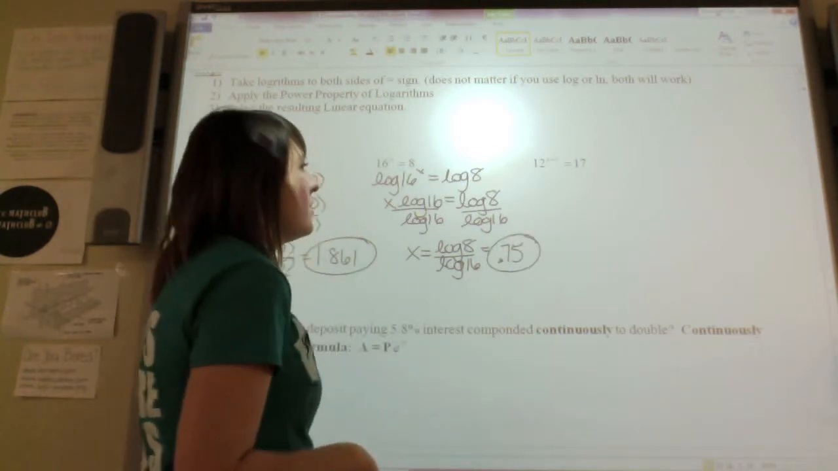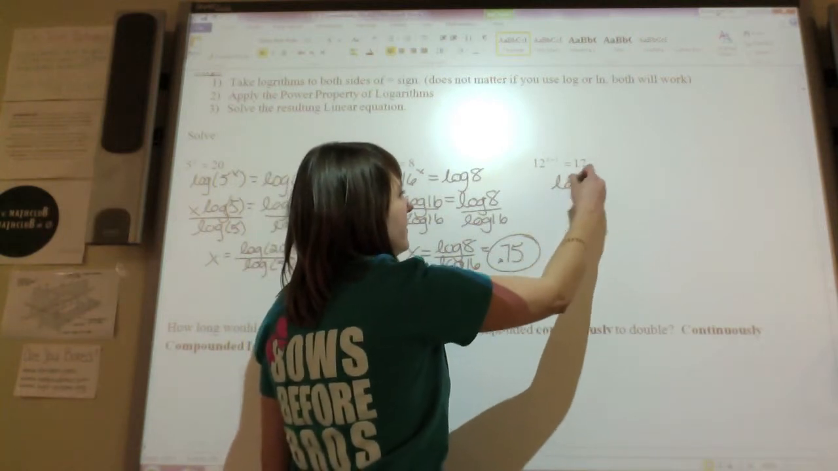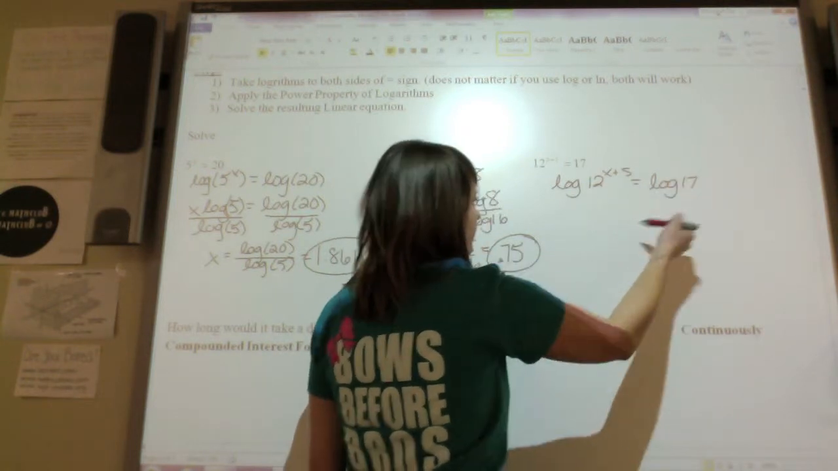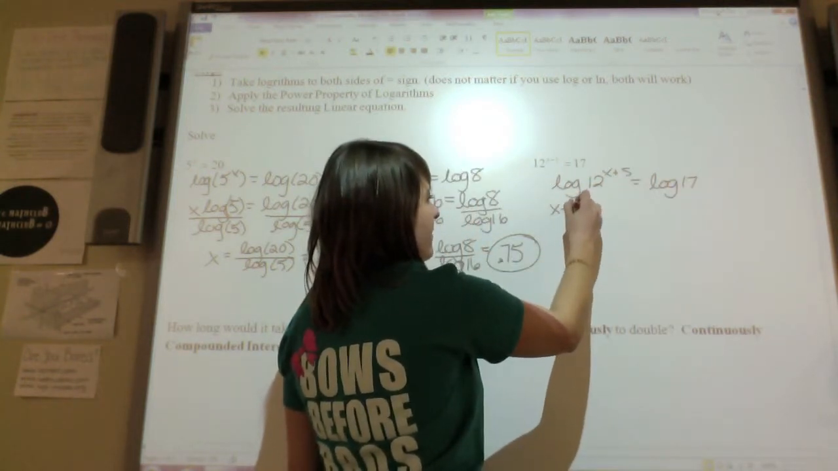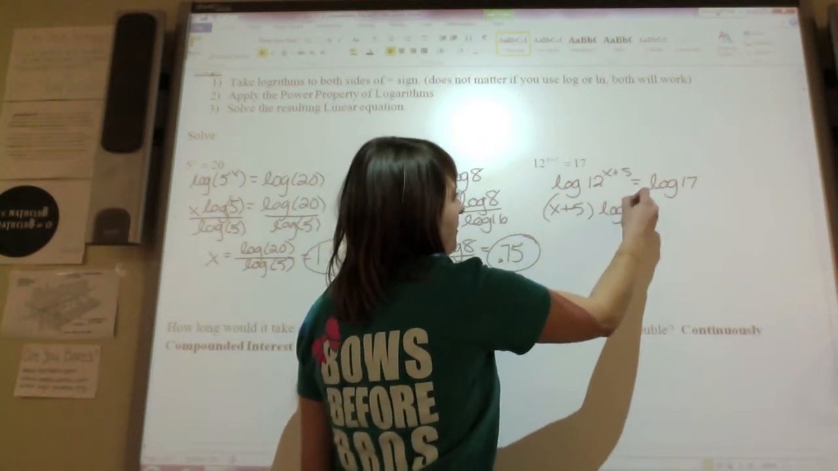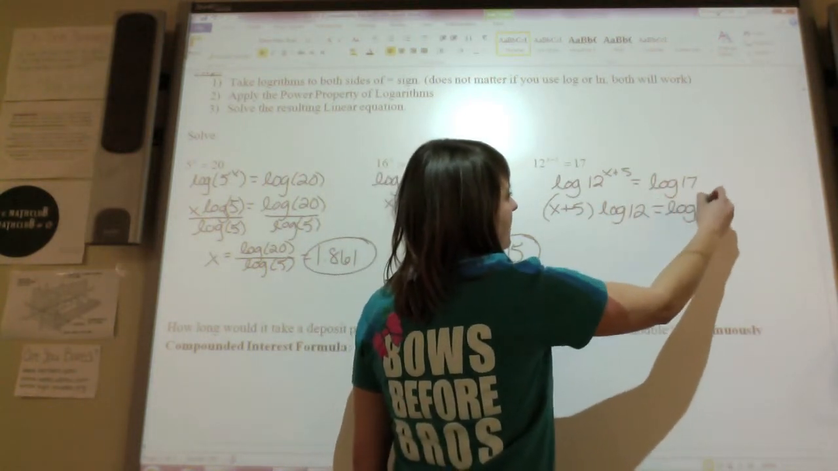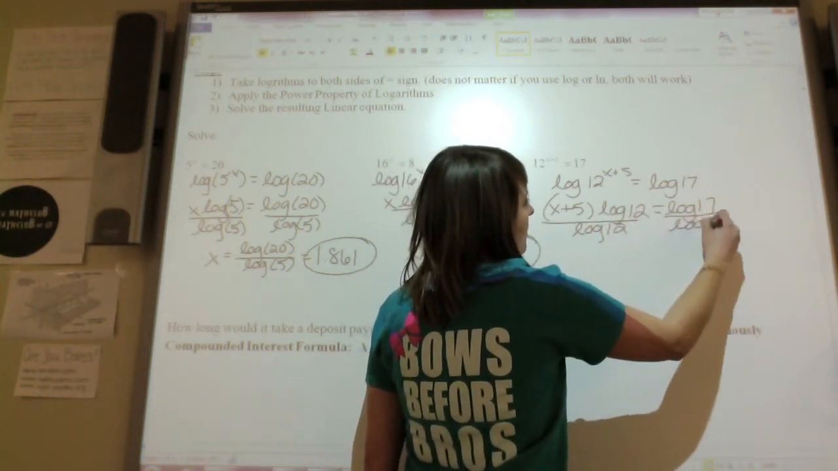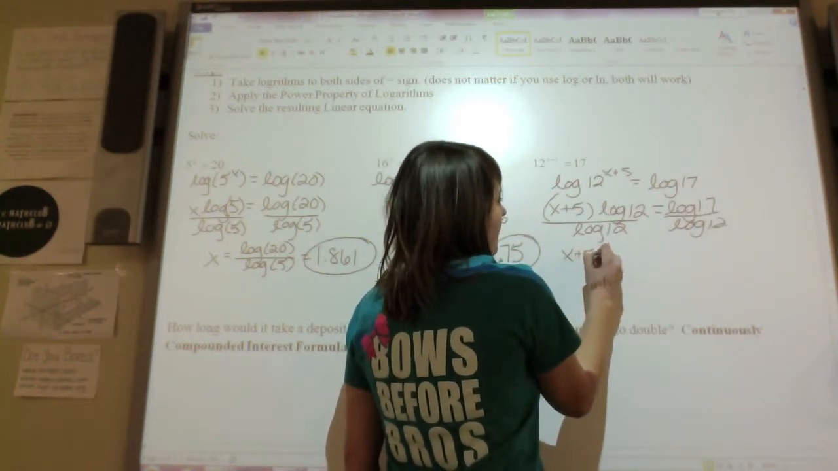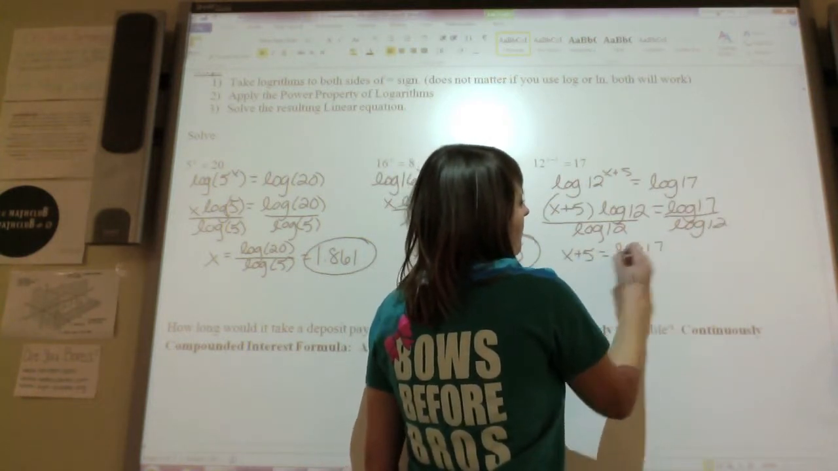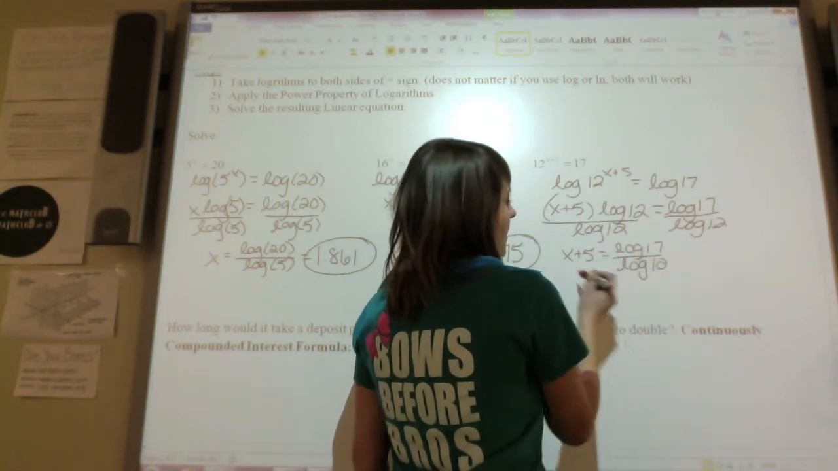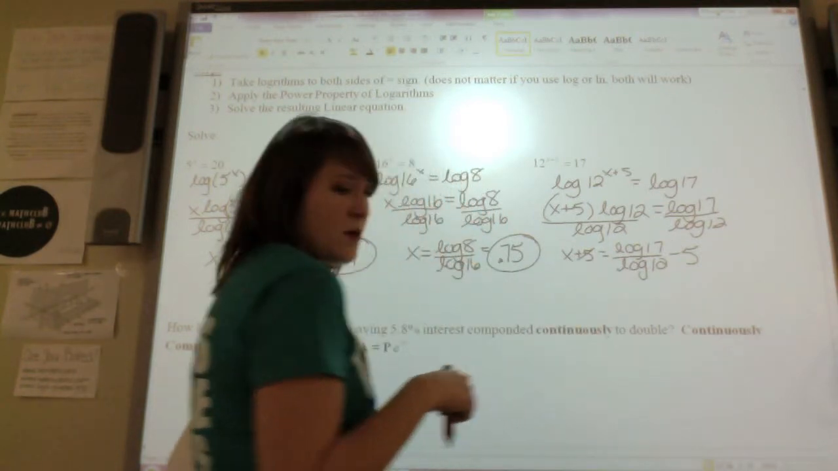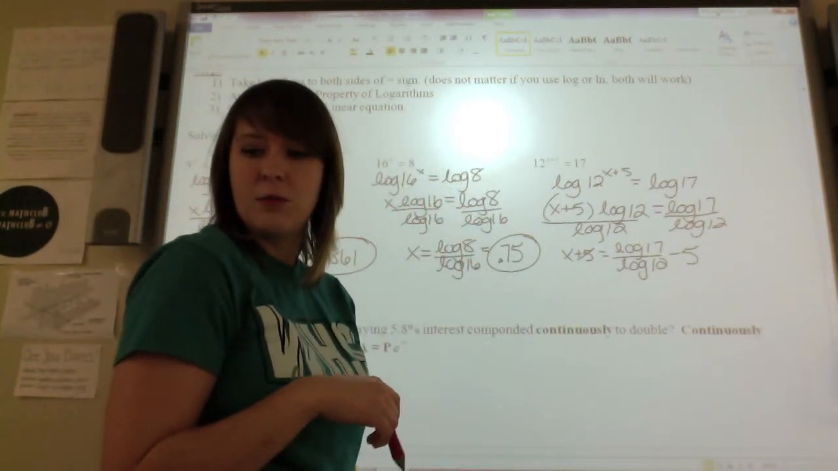I can do the same thing over here. So I start by taking the log of both sides. So I've got the log of 12 to the x plus 5 equals log of 17. Again, I can move that exponent down to the front. So I have x plus 5 times the log of 12 equals the log of 17. Then I can divide both sides by the log of 12. So now I've got x plus 5 equals the log of 17 over the log of 12. And I can subtract 5 from that to get rid of that 5. And when I type that into my calculator, I get negative 3.8598.